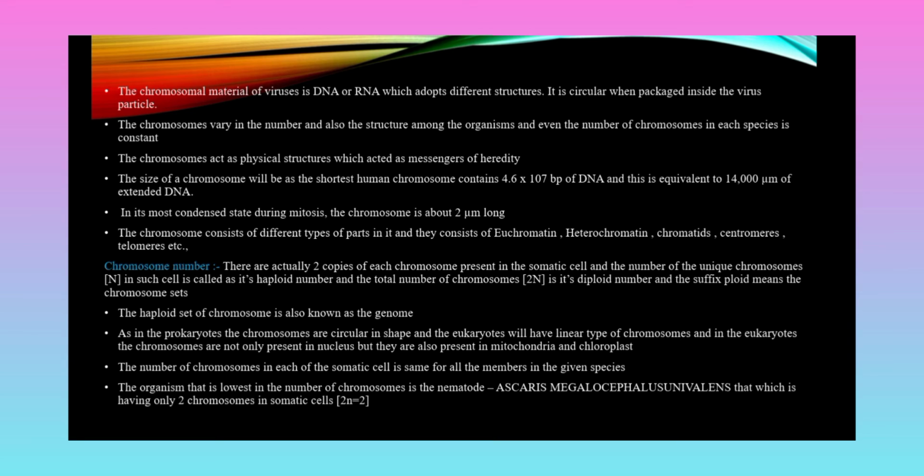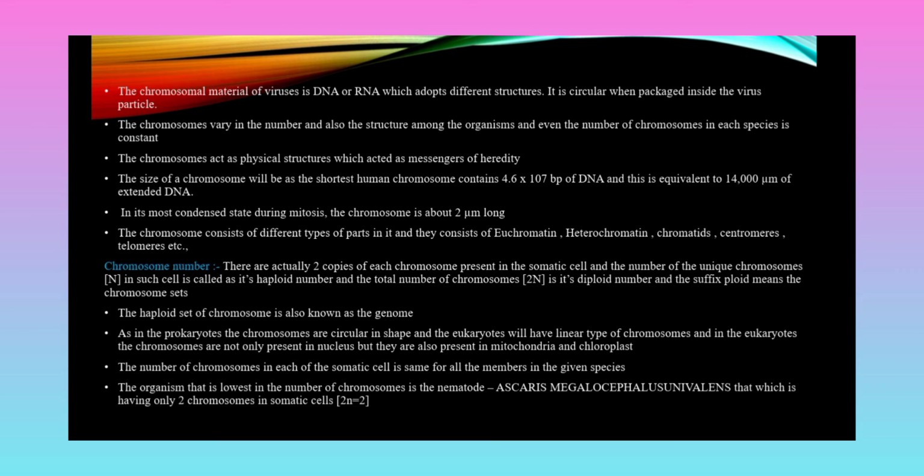Now coming here, the size of the chromosome. The shortest human chromosome contains 4.6 x 10^7 BP of DNA, and it is actually equivalent to 14,000 micrometers of extended DNA. And in its most condensed form, during mitosis, it is 2 micrometers long. Now coming here, a chromosome consists of different parts, like euchromatin, heterochromatin, chromatids, centromeres, telomeres.